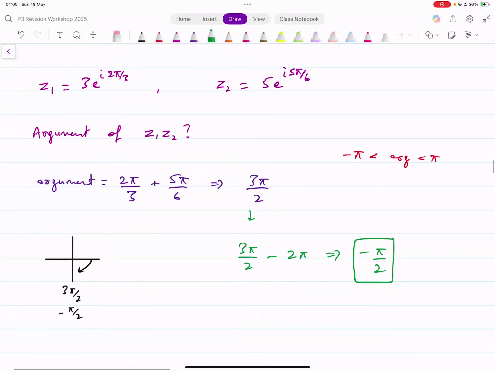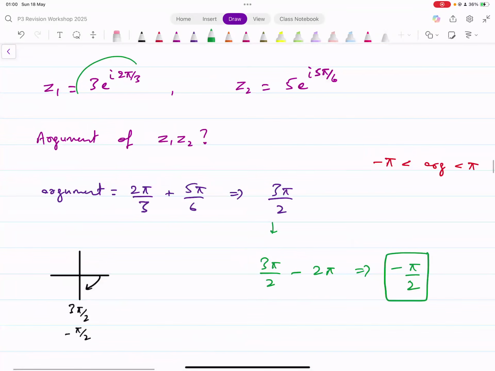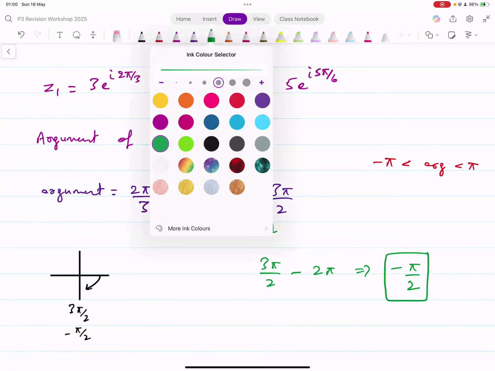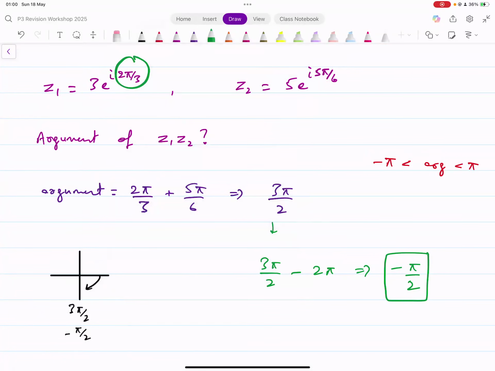Okay, so for instance, if you had these two complex numbers and you were asked to figure out what's the argument of z1 into z2, how would you do that? You would just sum their arguments, 2 pi over 3 plus 5 pi over 6. Now you add them up together and that will be the argument of the product. Now in this case, that's turning out to be 3 pi over 2.